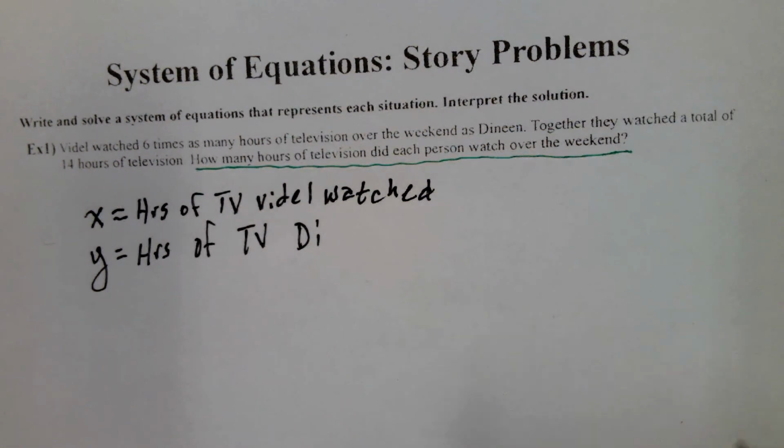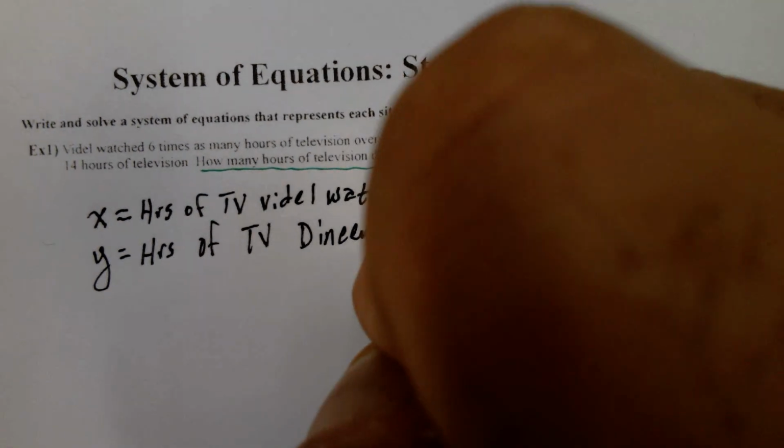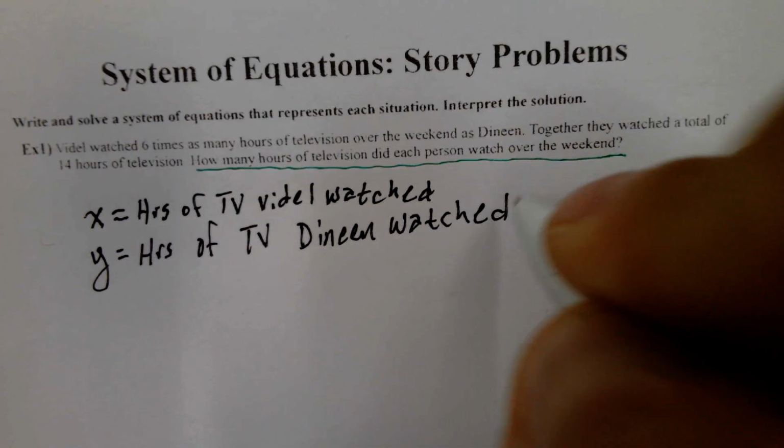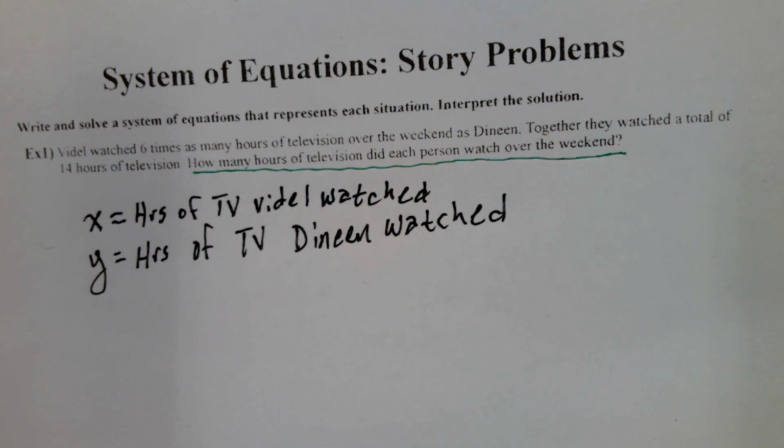Hours of TV Denis watched. How do you spell Denis? Okay. So now we're going to come up with a couple of equations using X and Y that are going to help us answer this. Okay? You ready? That requires us to go back and give it a reread. We're going to read it again.